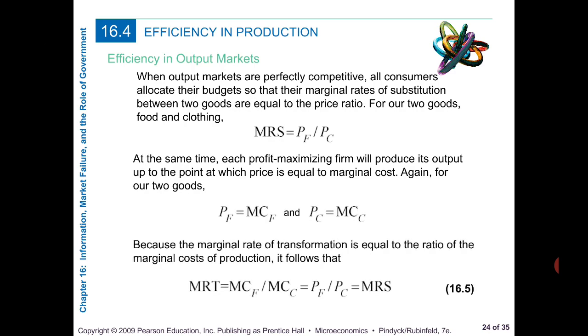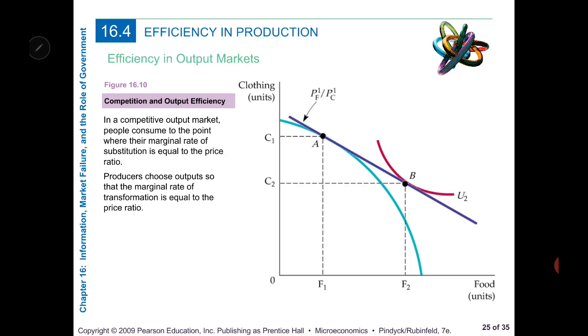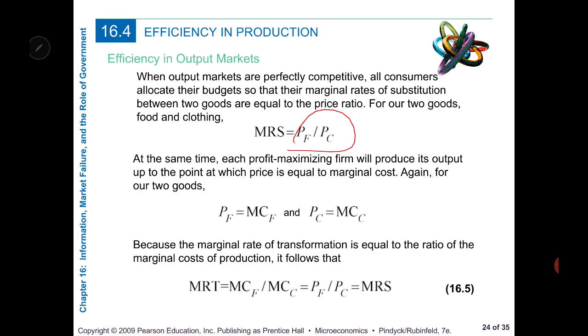Alright, so let's put everything together. You will see that efficiency in output markets happens at MRS equals the price ratio just now. Okay, so this is where we now bring in the price ratio. And since MRS must equal MRT, and remember, MRT must equal MCF over MCC, you can put it all together: MRS equals MRT, and then the whole expansion there. Alright, so you will see that the slope of the price ratio should equal the MRT, MRS.